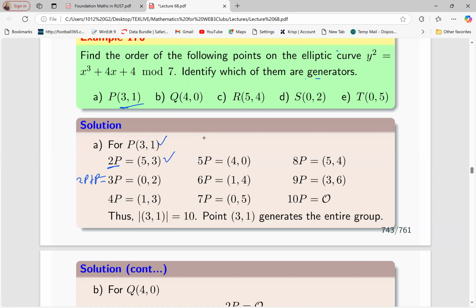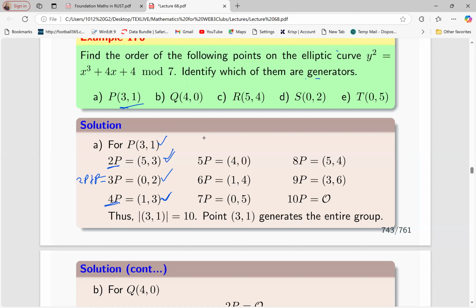P is this, and 2p is this. So when I add these two, I have this. Then I get 4p. 4p is, of course, 3p plus p, and that gives me this.